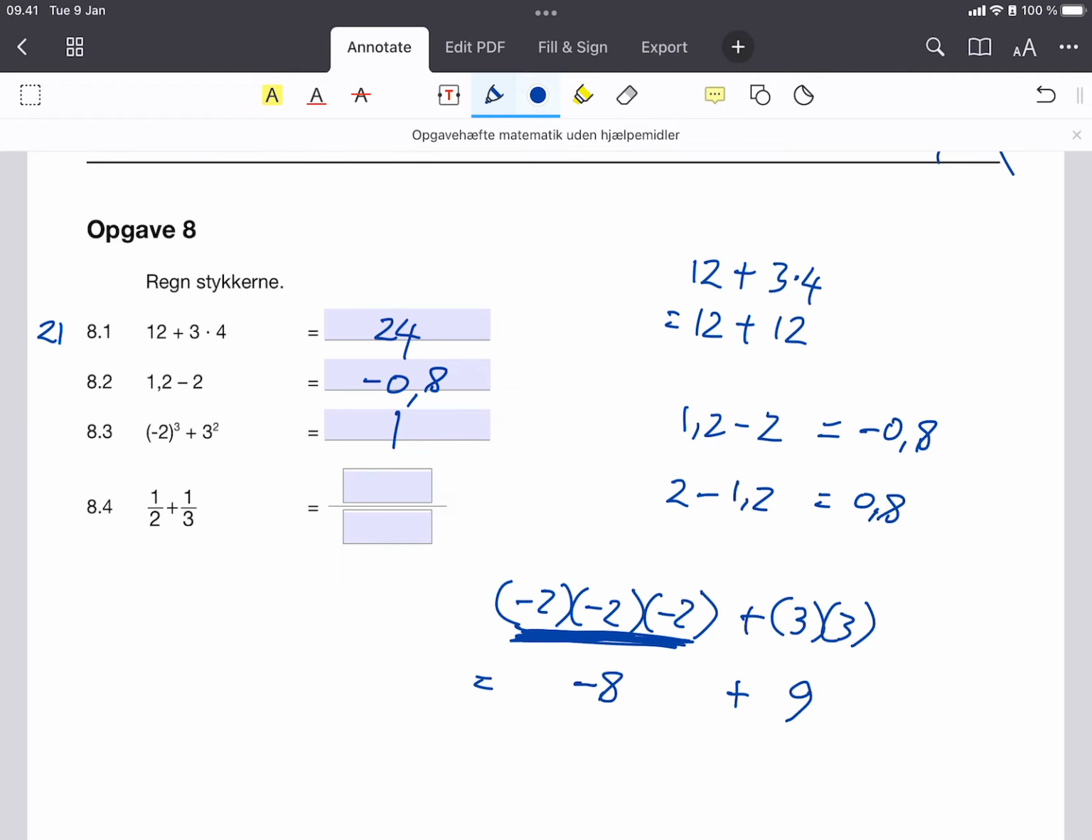And then a half plus a third. Well, to do a half plus a third, you need to convert it into fractions with the same denominator. So a half is the same as 3/6. A third is the same as 2/6. I've converted it into sixths because 2 and 3 both go into 6. So 3/6 plus 2/6 makes 5/6. You just add up the tops.